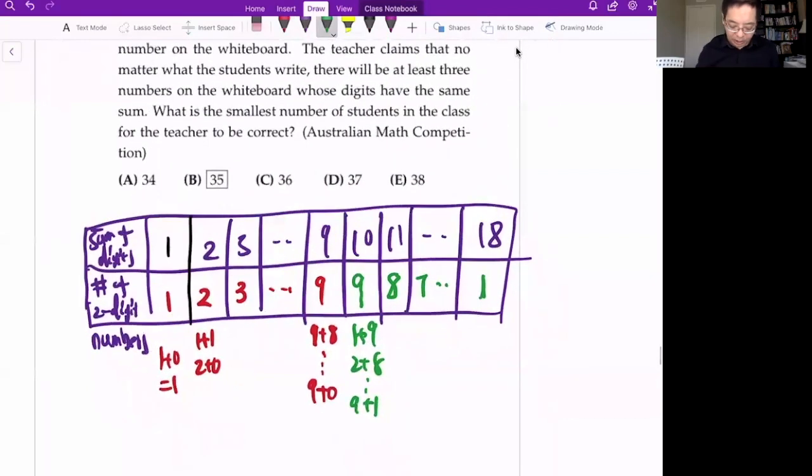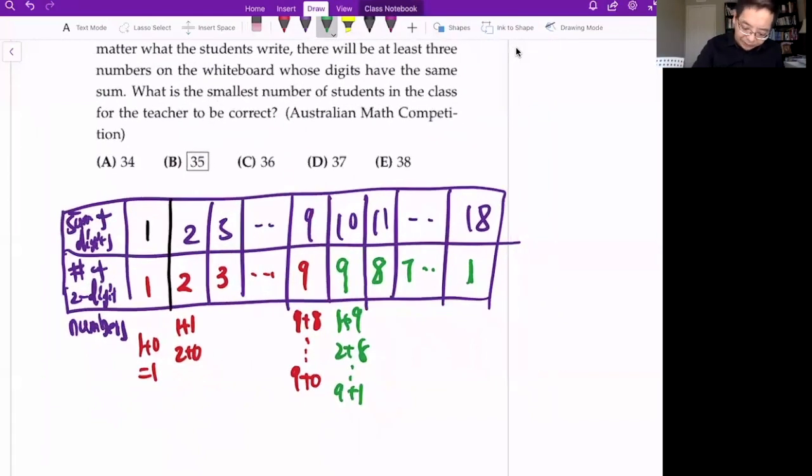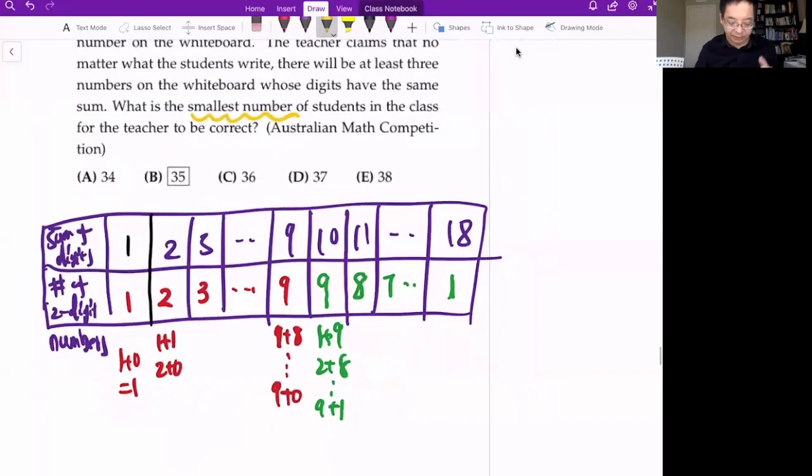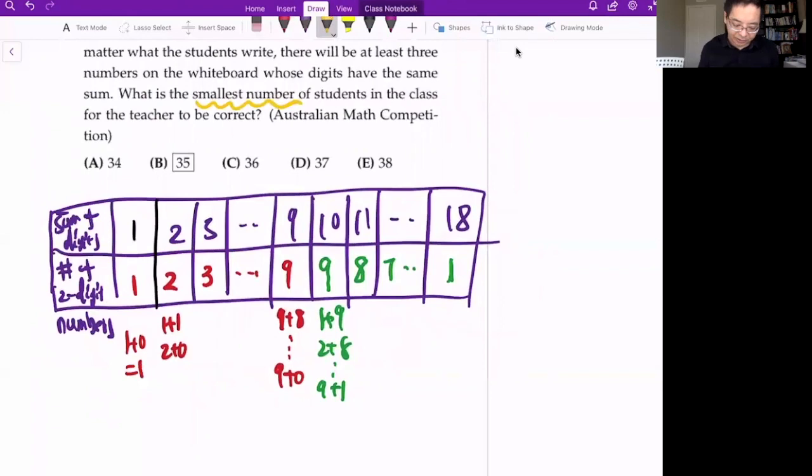When you look at this distribution, it's like we have 18 different colors of balls, and each one has that number of balls: 1, 2, 3, up to 9, and then 9, 8, 7, down to 1. Now, what we need to figure out is the smallest number of students, which is equivalent to finding the smallest number of two-digit numbers that we need to pick in order to guarantee there are 3 of them which have the same sum.